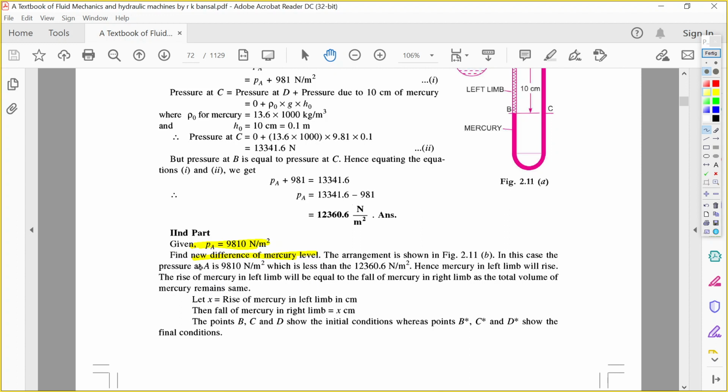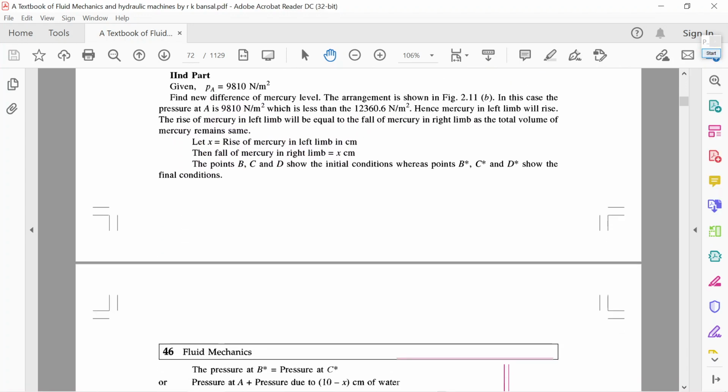In this case, the pressure at A is 9,820, which is less than 12,360. Hence, the mercury in the left limb rises. That means the pressure decreases in the left limb, that's why the mercury in the left limb rises. The rise of the mercury in the left limb will be equal to the fall of the mercury in the right limb as the total volume is conserved in the pipe. Okay, for this let's make another figure here.